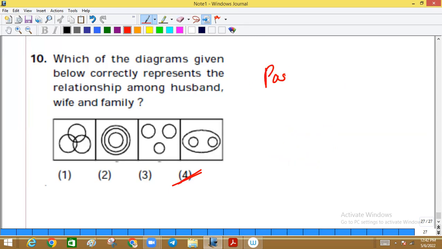Parents. Oh, no, not parents. Right now: wife, husband, children. What are the same options? All 4 options are the same. What is the answer? E. 3.